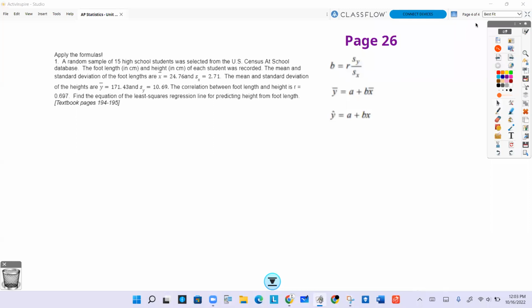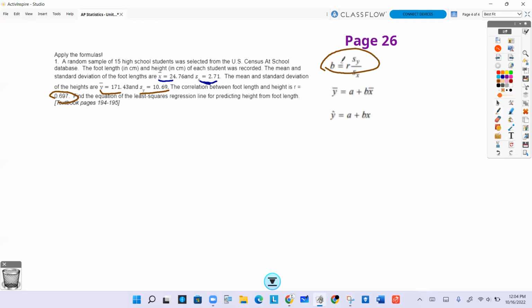Question number 1: a random sample of 15 high school students was selected from the U.S. Census at School database. The foot length in centimeters and height in centimeters of each student was recorded. The mean and standard deviation of the foot lengths are x bar equals 24.76, so we know that x is the foot length, and s of x is 2.71. The mean and standard deviation of the heights are y bar is 171.43, and the standard deviation of those values is 10.69. We have the correlation, which is r equals 0.697. Our goal is to come up with the equation of the least squares regression line. So we're going to start with getting the slope.